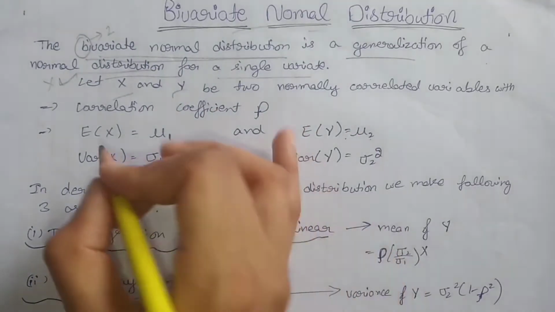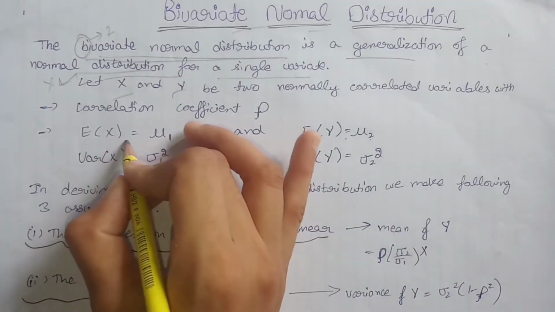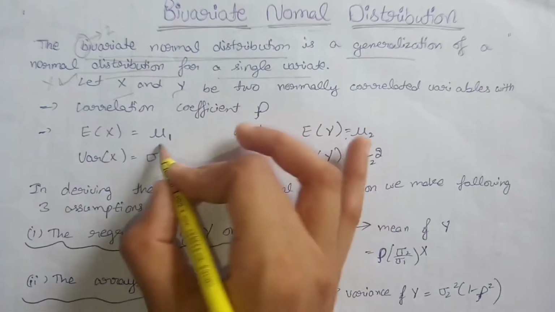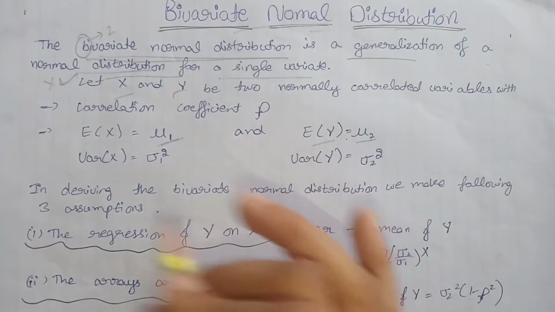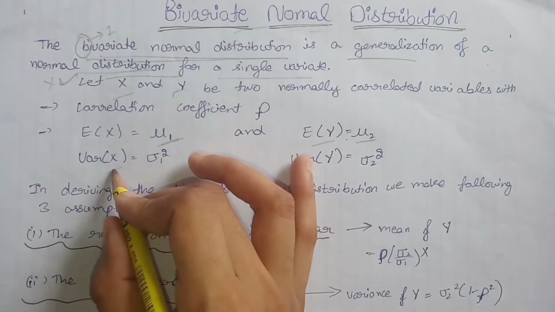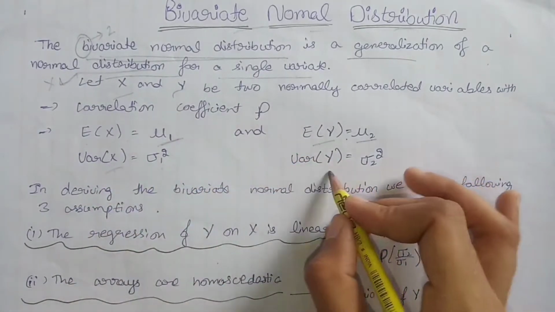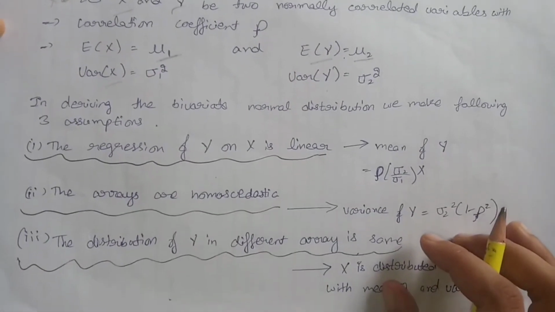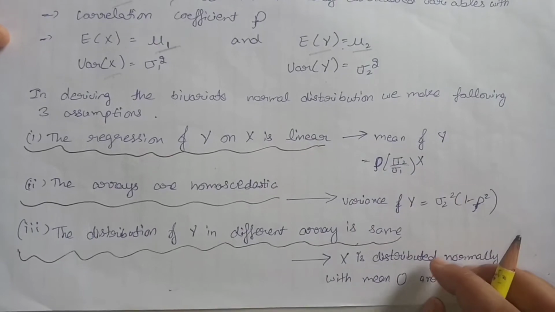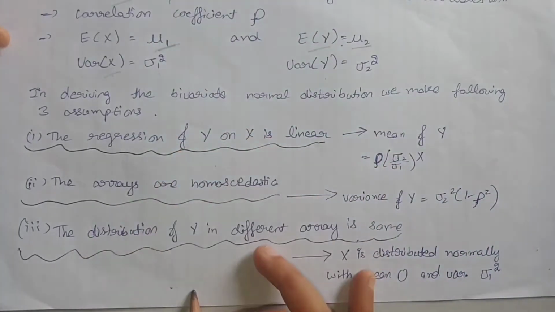So now suppose that the expectation, or we can say the mean, of our x random variable is mu1 and the mean of y is equal to mu2. Next, the variance of our random variable x is sigma 1 square and the variance of our random variable y is sigma 2 square. Now to derive the bivariate normal distribution we make the following three assumptions.